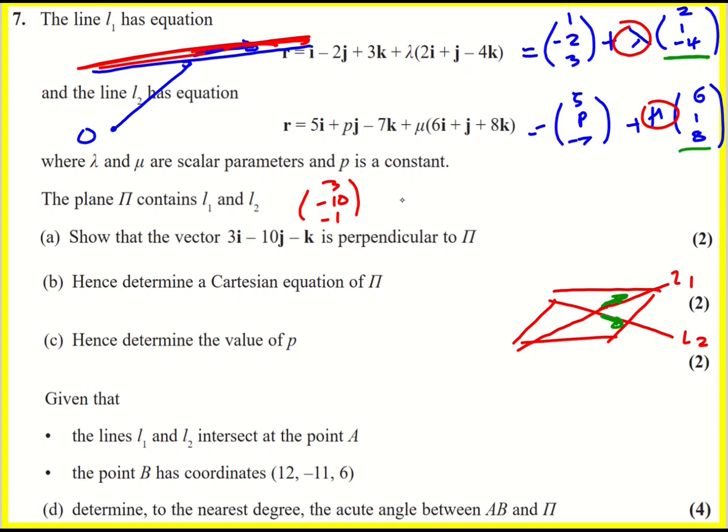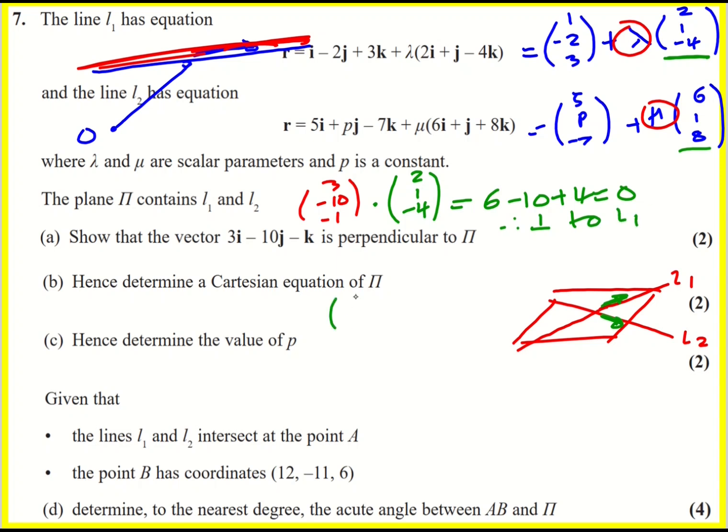So let's do (3, -10, 1) dotted with (2, 1, -4). And we don't need to use the cos version or anything. We're just going to dot it. If we get 0, we can say it's perpendicular because it will mean that the angle's 90. So 6 minus 10 plus 4, we get 0. So therefore, perpendicular to L1.